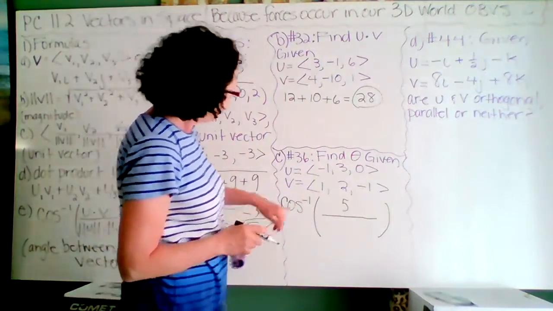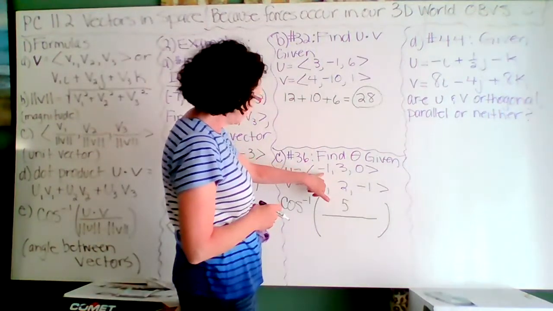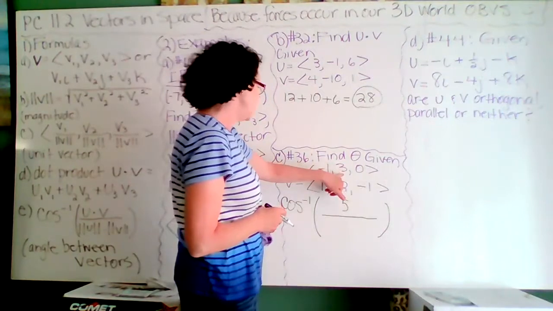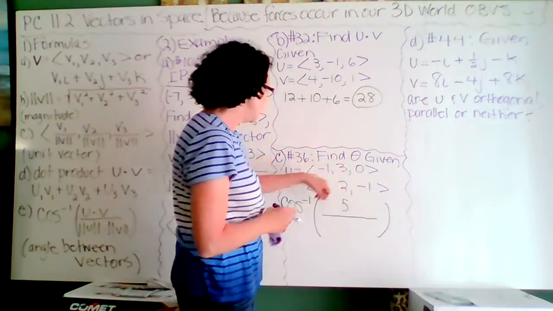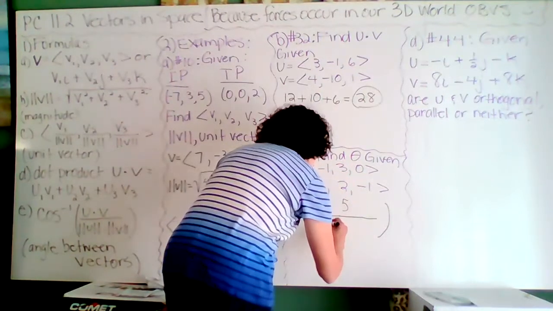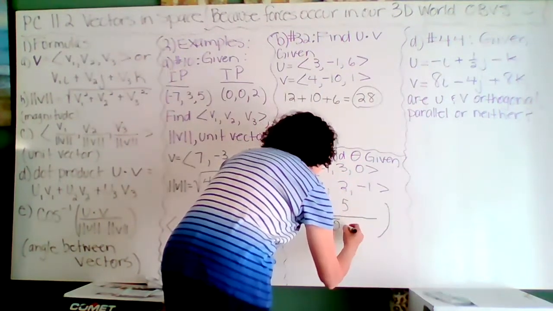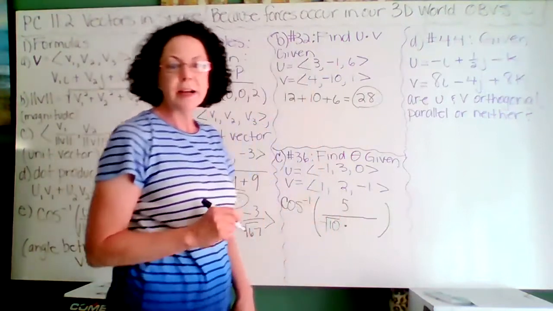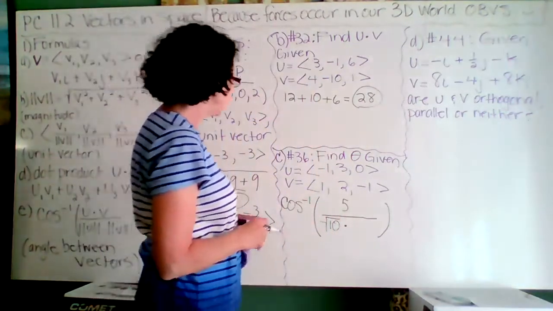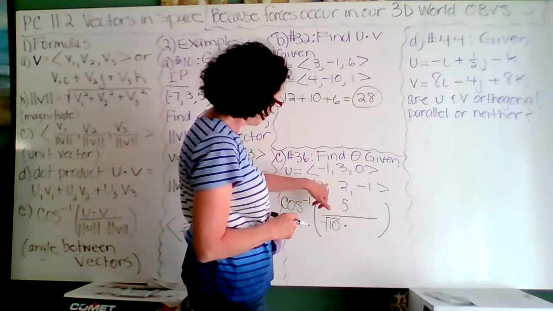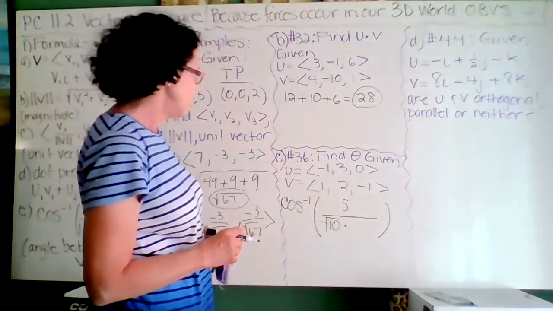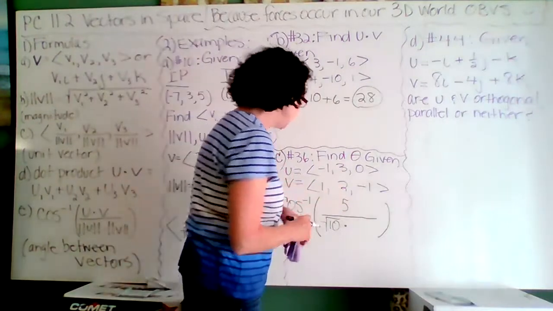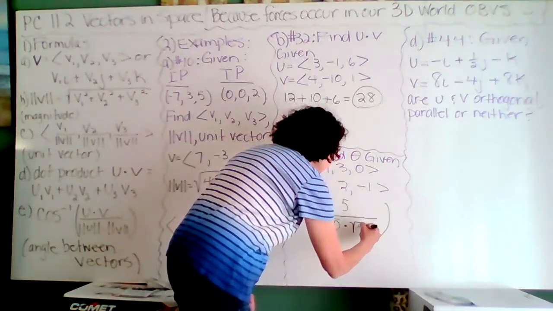So let's see. That would be 1 squared plus 3 squared plus 0 squared. Add them up and take the square root. So that will be the square root of 10 for the magnitude of vector u. For vector v, that would be 1 squared plus 2 squared plus -1 squared. Add up, take the square root. So that would be 4, 5, 6, the square root of 6.